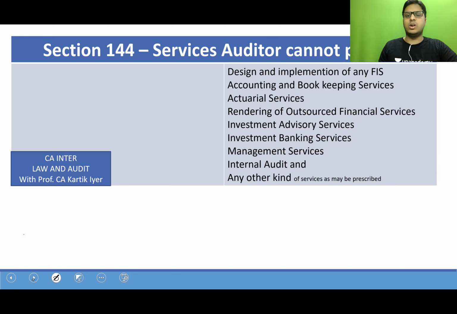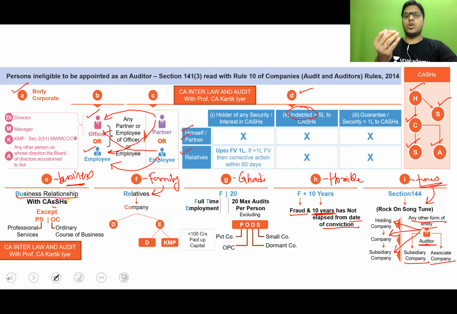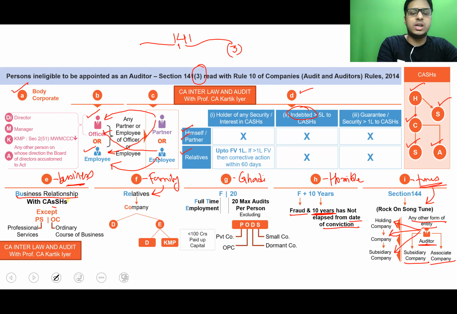So we had sung this song in the class. With this, you can easily remember section number 144, that is the services that the auditor cannot provide. Now, one or two more areas. First of all, this is your subsection number 3. See, 141 is divided into 3 main subsections. Subsection number 3, you already know, deals with disqualifications for appointment.